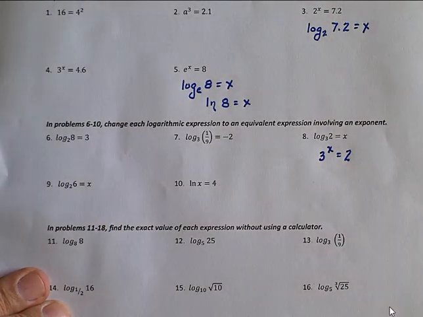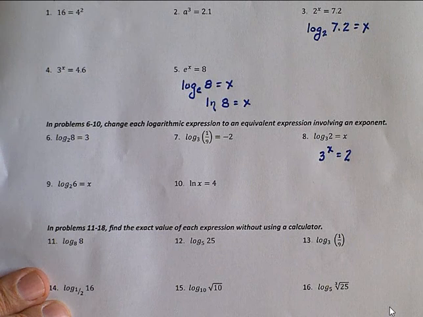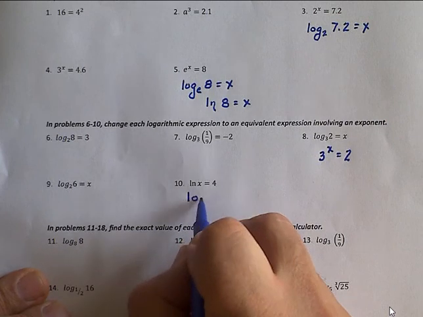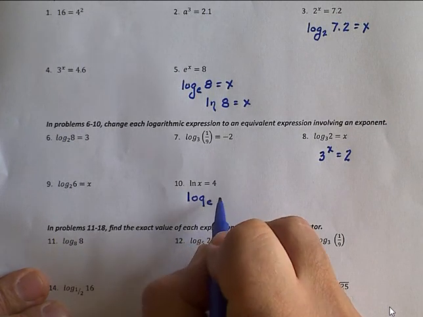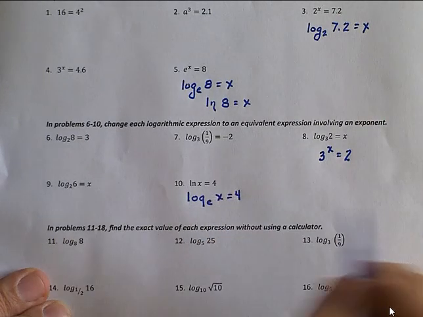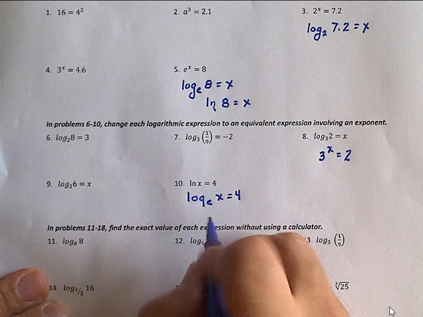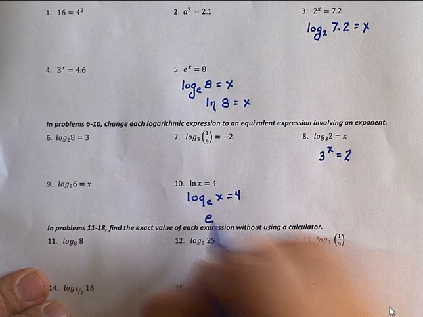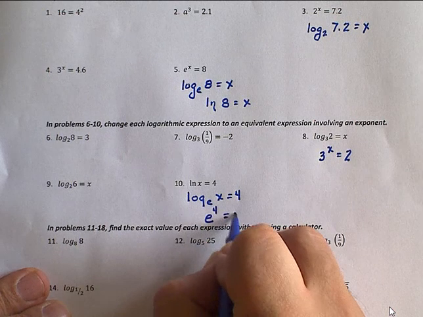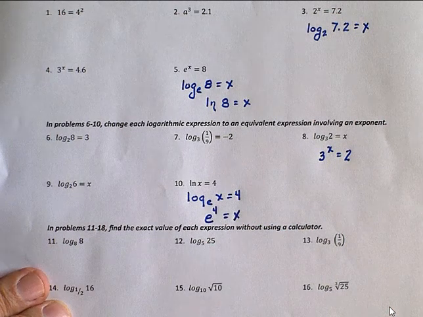On number 10, because it's given as a natural log, I want to rewrite this, putting the log back in. The first thing I'm going to do is write this as log base e of x equals 4. And then, again, get rid of the log. The base e comes up. The 4 becomes your exponent. The x becomes your answer.